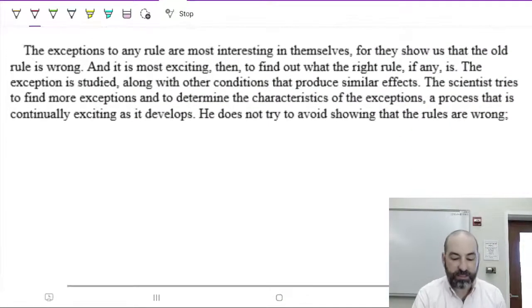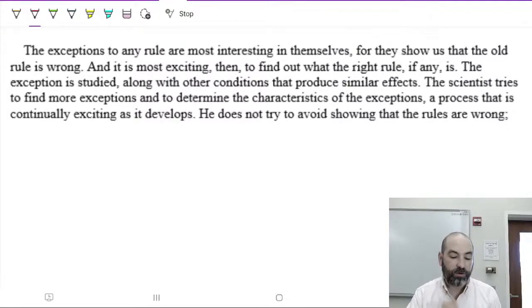And he talks about how these exceptions are interesting because they show the old rule is wrong. And so when you find exceptions to something, you can then try to refine it. And chances are that the exceptions don't totally invalidate everything you did before. The exceptions help you refine your model so that what you maybe overgeneralized before, you have to now narrow down to be a little bit more specific.